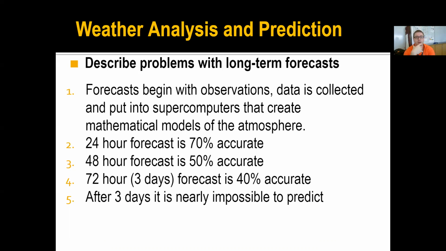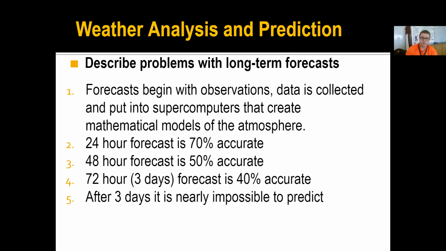24-hour forecasts generally are no more than 70% accurate, and then it drops off very quickly after that. 48 hours is a 50-50 shot. 72 hours, or 3 days, are about 40. And then after 3 days, it's nearly impossible to get a very accurate prediction for what the weather is going to be.